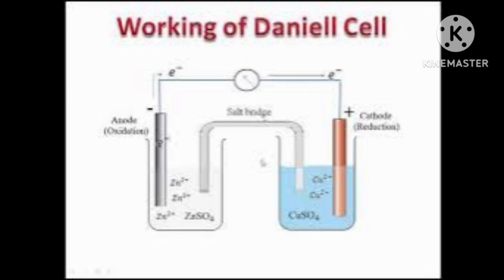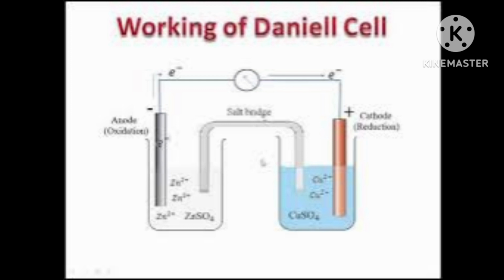Okay, only in the one compartment you can say both rods will be dipped and both solutions are present, copper sulfate also, Zn sulfate also. This is the one type. Second, you can keep Zn in one compartment, separately in one beaker, and the other you can keep in a separate beaker. Correct? Then there are two types of arrangement.